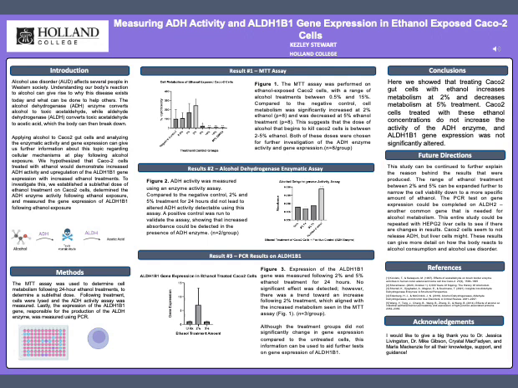Overall, these results can give more detail on how the body reacts to alcohol consumption and therefore alcohol use disorder.